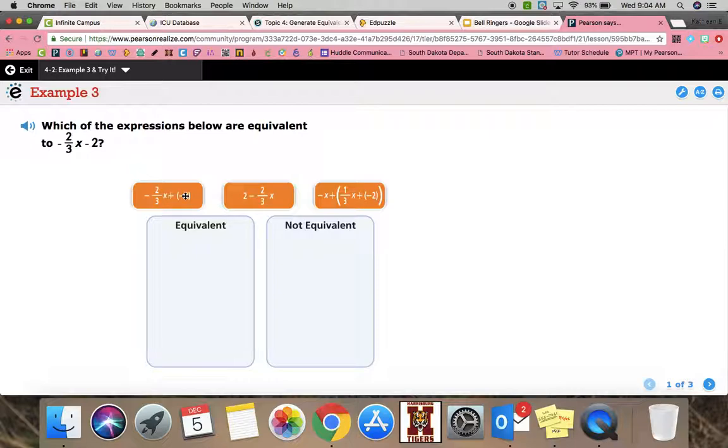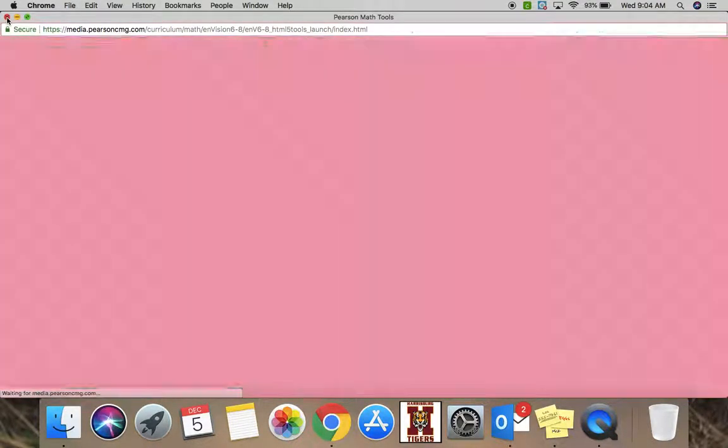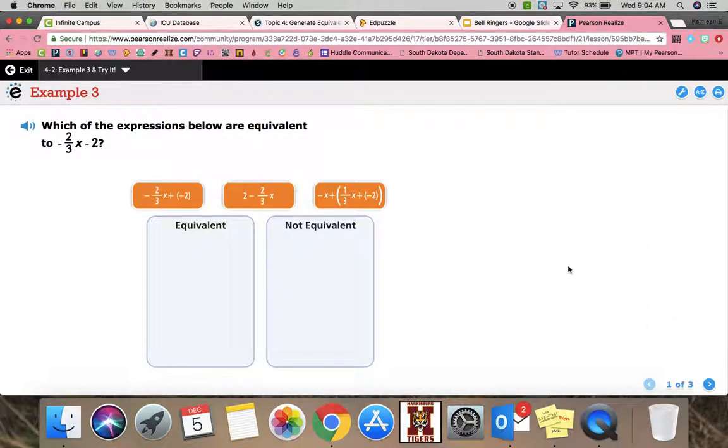Okay, is adding a negative the same as subtracting? We could see this if we pretended, I don't have my tools, I don't have my toolbar over here, so I can't draw it out. But if this was a 3, so negative 3 minus 2 is negative 5. And if we have negative 3 plus negative 2, that's also going to be negative 5. So we know that this one is equivalent because adding the opposite is the same as subtracting.